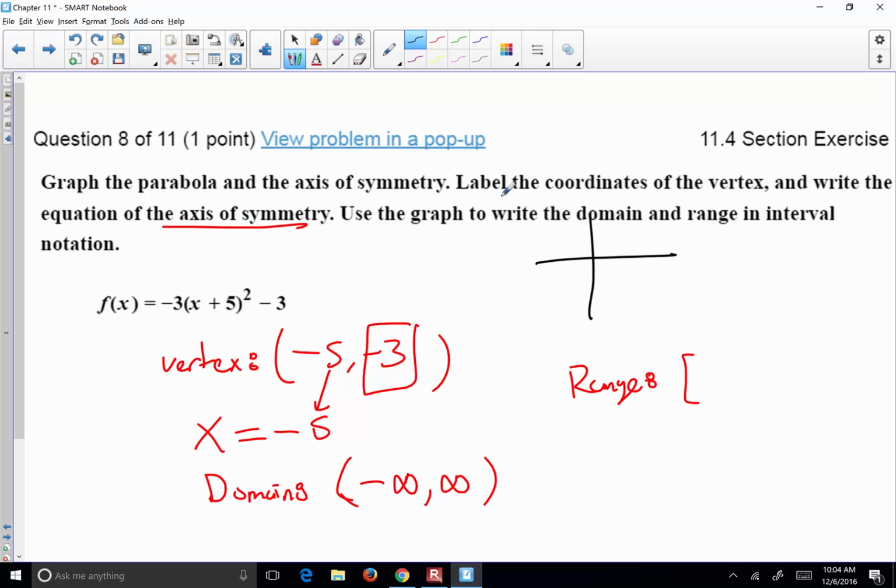-5, -3 will be here. You're right, sorry. This is the vertex, and because of the negative sign, this thing is going down. Since it's going down, range is this red zone. It's -3 and -infinity, so we start with reading from the bottom. So it's -infinity to -3. Okay?